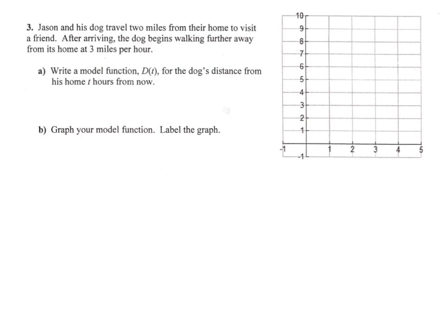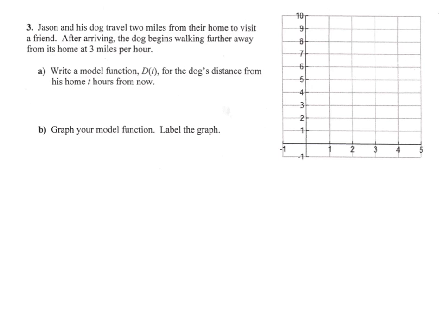Okay. All right, Jason and his dog travel 2 miles from their home to visit a friend. After arriving, the dog begins walking further away from its home at 3 miles per hour. Write a model function, d of t, for the dog's distance from his home t hours from now.